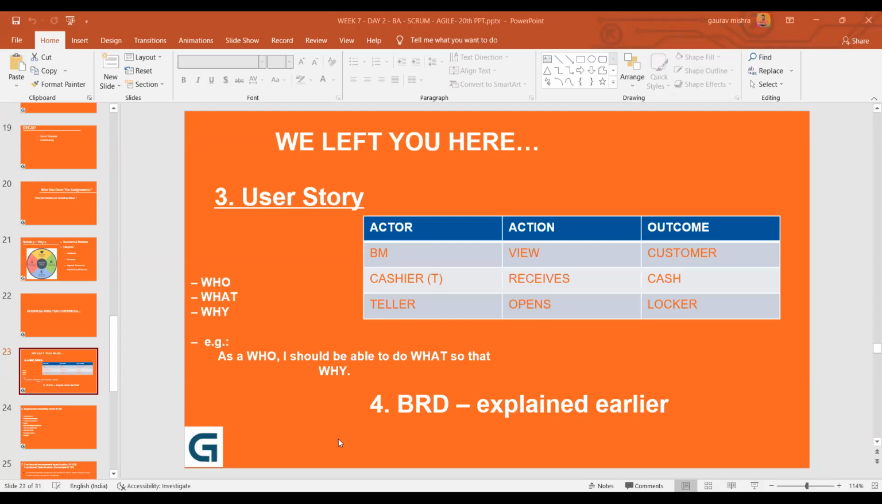Can I try? Okay. Yes, someone try. As a teller, I should be able to open an account for the customer so that they have access to a bank locker. That's a wonderful attempt. Thank you so much, Savan. Let's have a round of applause for Savan once again.